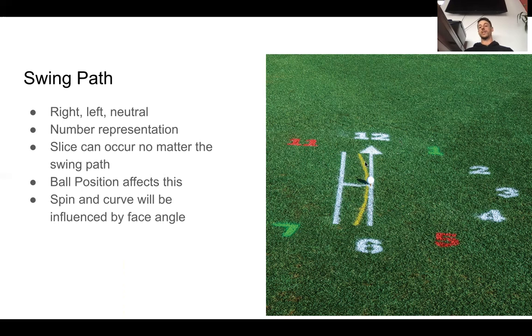So if ball position's up in the stance, it's going to be here. If it's back in the stance, it's going to be here. Forward stance has a potential for more left swing path. Back stance has a potential for more right swing path.